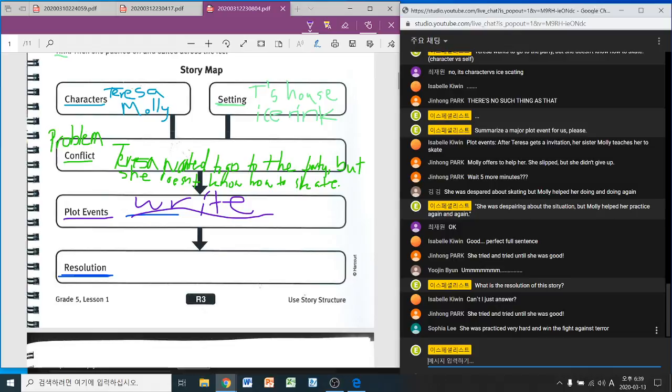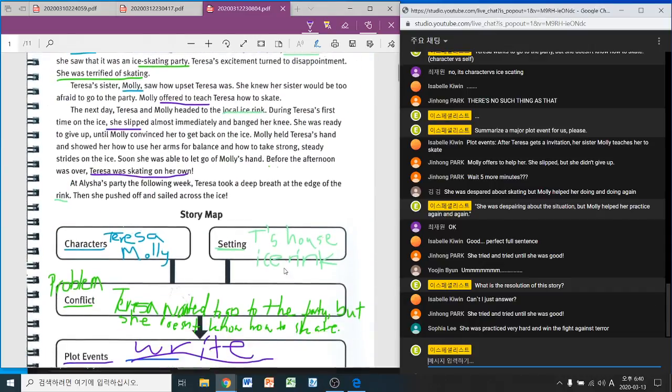She practiced very hard and won the fight against terror. I like that, fight against terror. Like, she overcame her fear. When we say, it's kind of funny. When we say fight against terror, usually what this means, that people are talking about like a war, fighting like terrorism. Like when people are fighting against like ISIS, or we say neo-Nazis, like people doing terrorism, we say that's a fight against terror. So we would say she overcame her fear. Okay, so we would say she practiced very hard and overcame her fear. Okay, she practiced very hard and overcame her fear.